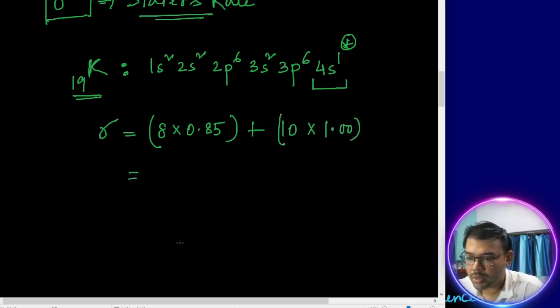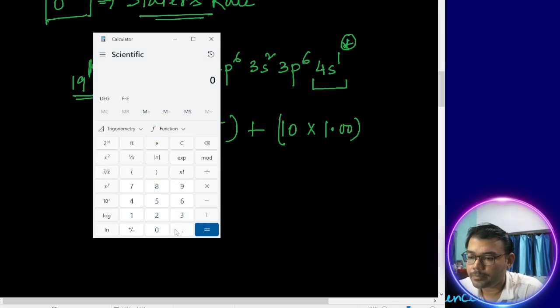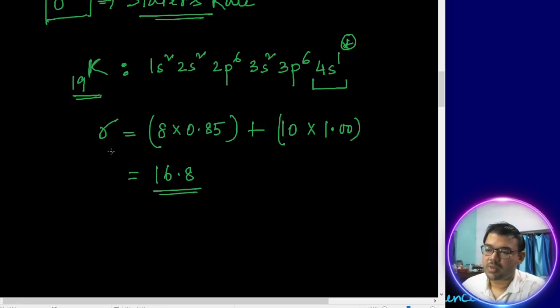So how much is the value? 10 plus 0.85 into 8, that is 6.8. So 16.8 is the sigma value.